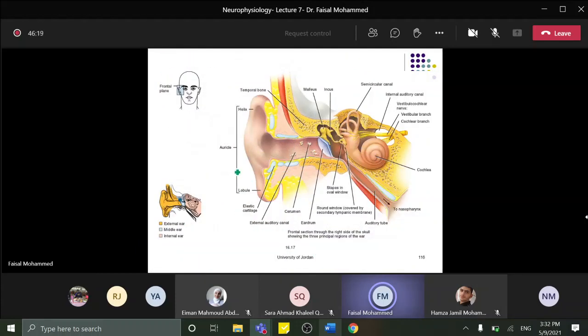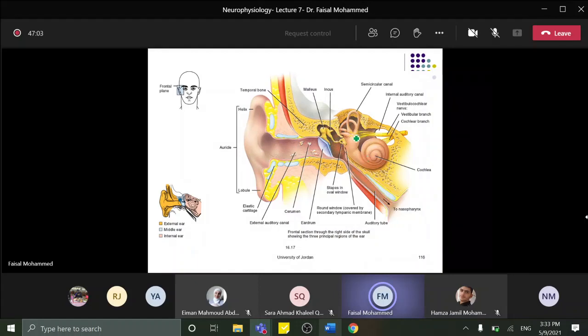Now this is the ear. The ear has three parts. We have the external ear, the auricle, then the external auditory canal up to the tympanic membrane or eardrum. In the external auditory canal, there are ceruminous glands that secrete wax. So here the sound waves come through the ear pinna, and then they hit the eardrum. They cause vibration of the eardrum, okay?